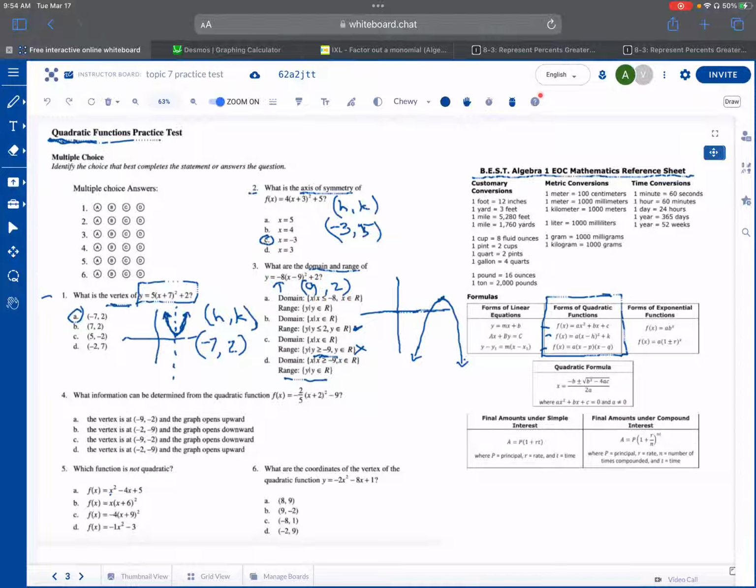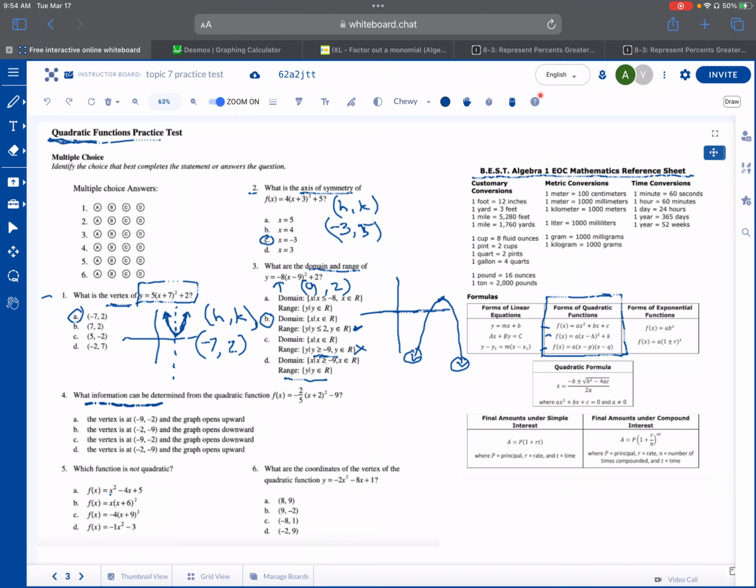Now let's look at the domain. The domain, you look at for left and right. So to the right, I have an arrow, and to the left, I have another arrow. That means it's going to include all the positive numbers and all the negative numbers. So that is all real numbers. Therefore, the answer is B. Okay, let's go on to question 4.